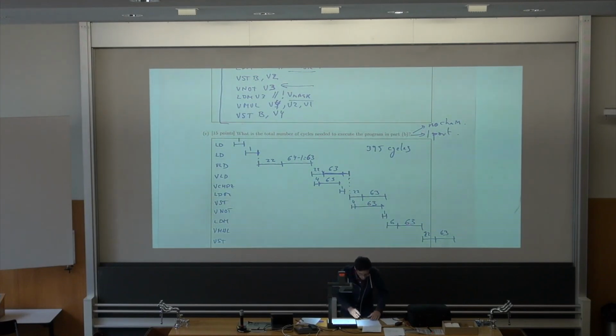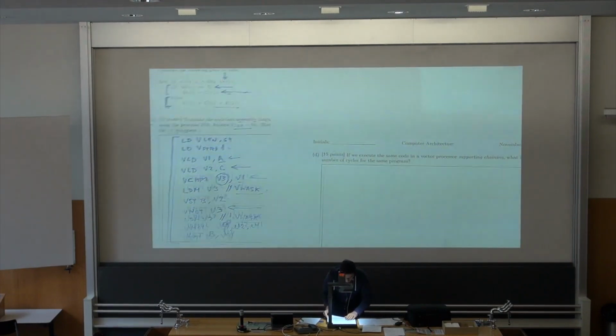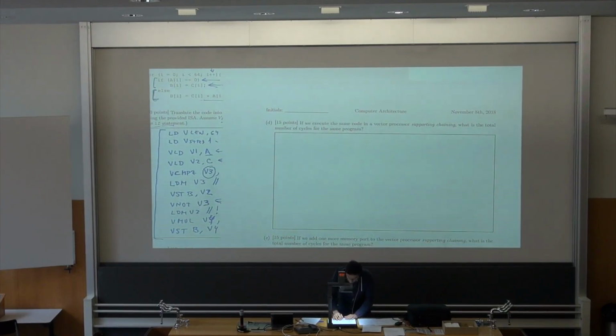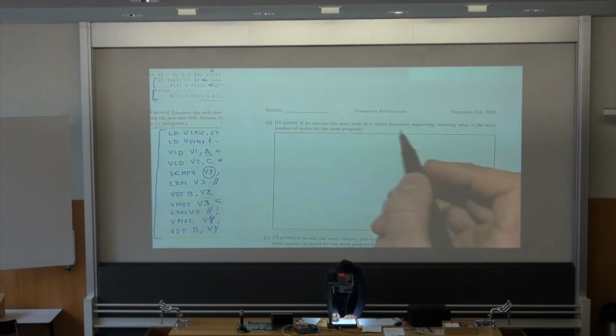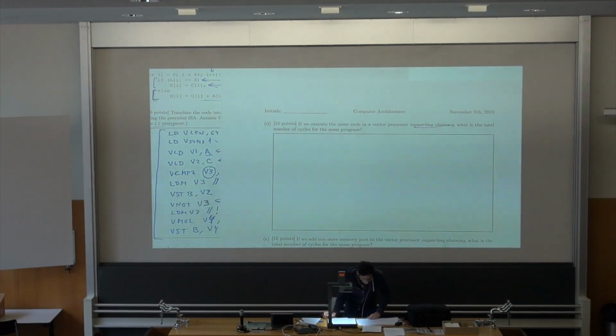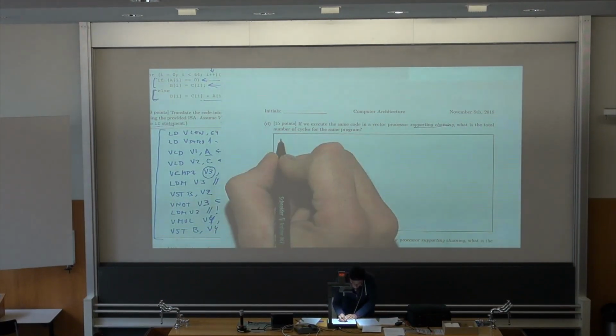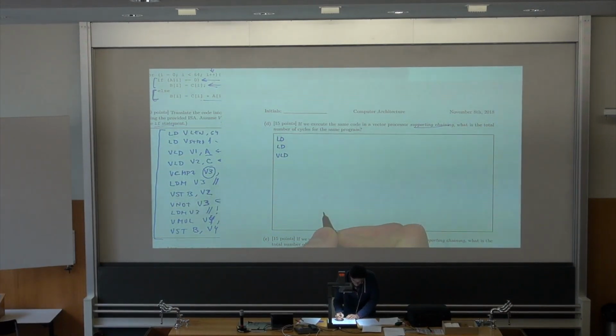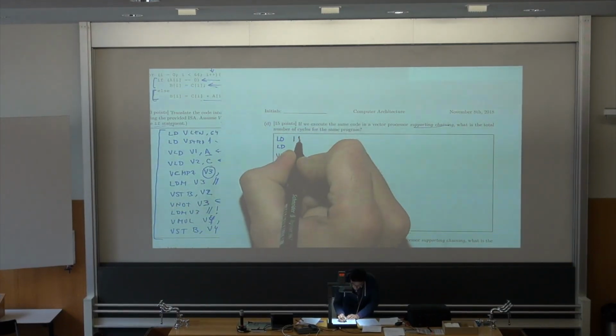Now let's go to part D. I'm going to keep the code here so that you can see it. Now in part D, we execute the same thing but in a vector processor that supports chaining. So this means that as soon as one instruction for one particular vector element finishes, the result can be forwarded or chained to a different vector unit, right? So we are going to take advantage of that.